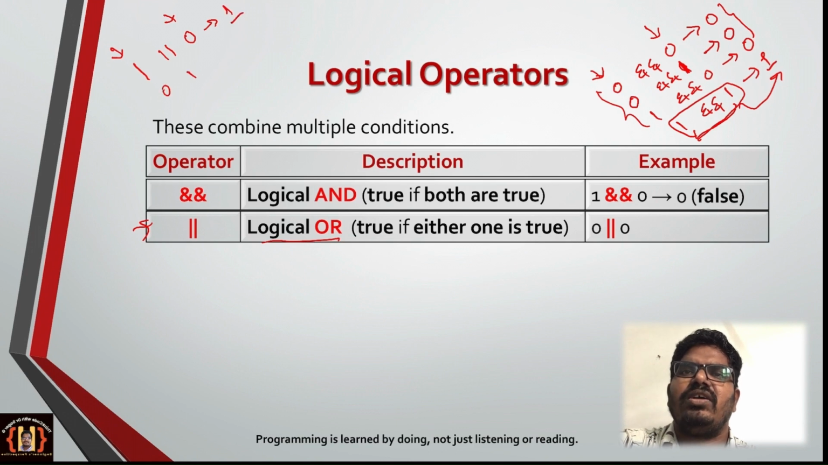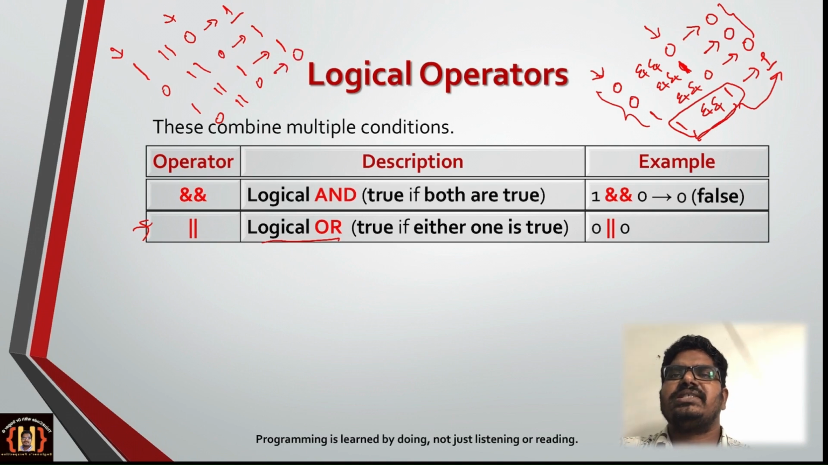Now 0, 1 also leads to 1 only. And what about 1, 1? 1, 1 also leads to 1 only, because either one means it could be both. And what about this 0 or 0? This leads to 0 because neither of them is 1 here. Okay, that's why the logical OR is 0.